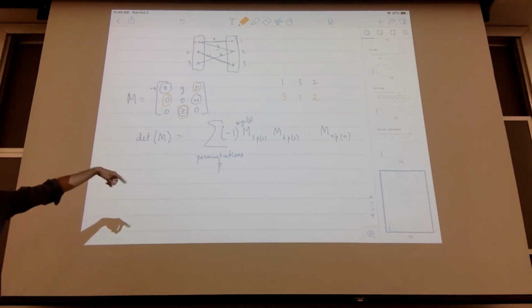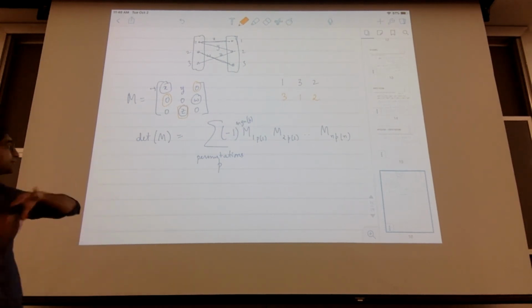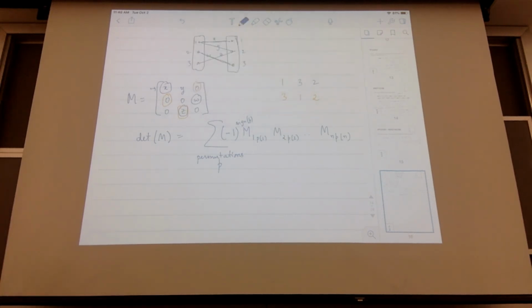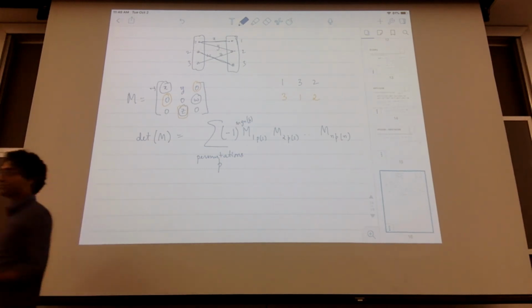If you don't have a sign, it's called the permanent of this matrix, and that has some complexity implications. A determinant has these signs. The very interesting thing is that if you didn't have the signs, this quantity is NP-hard to compute, in fact #P-hard. But with the signs, you can compute it in polynomial time. A determinant can always be computed in polynomial time.